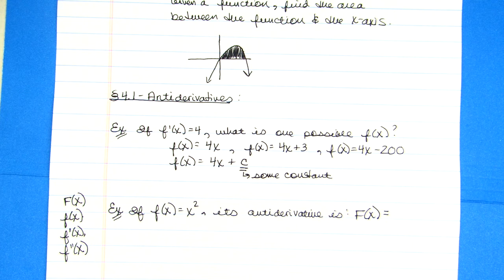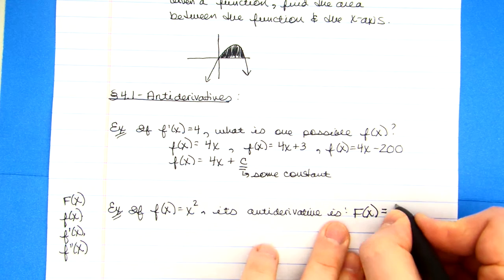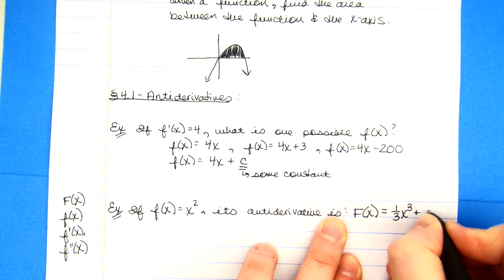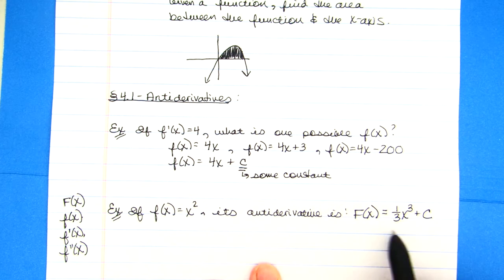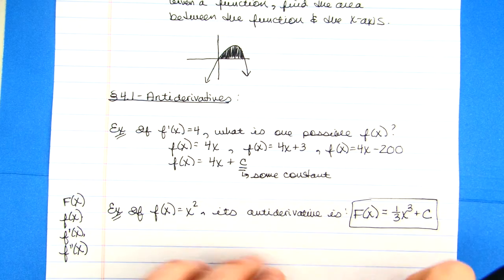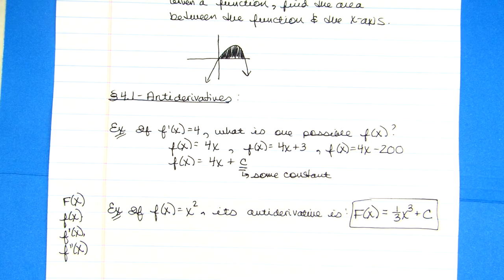If you couldn't come up with this, don't worry too much. I'm going to give you a power rule in a little bit. But I think our function is going to be 1/3 x cubed plus a constant. Because I know the derivative of 1/3 x cubed is 1/3 times 3x squared, that's just x squared. The derivative of a constant is just 0. Yep, this is going to be my antiderivative of f of x equals x squared.